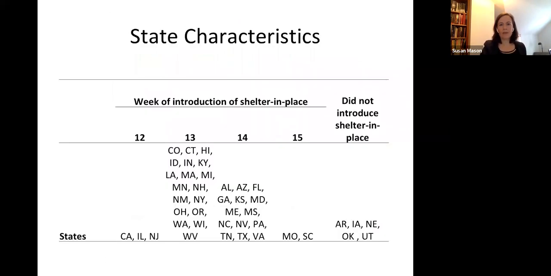All right, so here we're getting to results. I just want to go through a few state characteristics. These are the states and the week of the year that they introduced shelter in place. California, Illinois, and New Jersey were early adopters in week 12. We get a big second wave in week 13. That's where Minnesota sits. In week 14, another pretty big wave, and then we have some stragglers, Missouri and South Carolina, come in, and then there were 5 holdout states that never introduced shelter in place: Arkansas, Iowa, Nebraska, Oklahoma, and Utah.